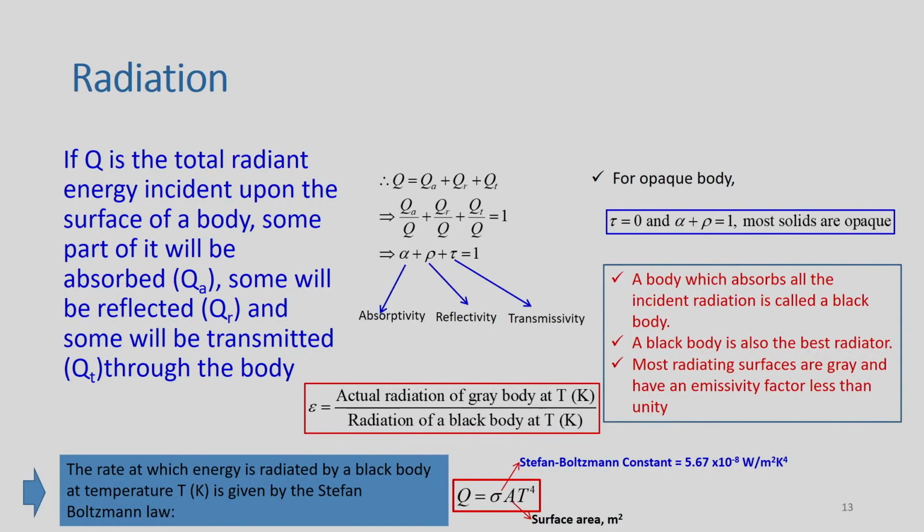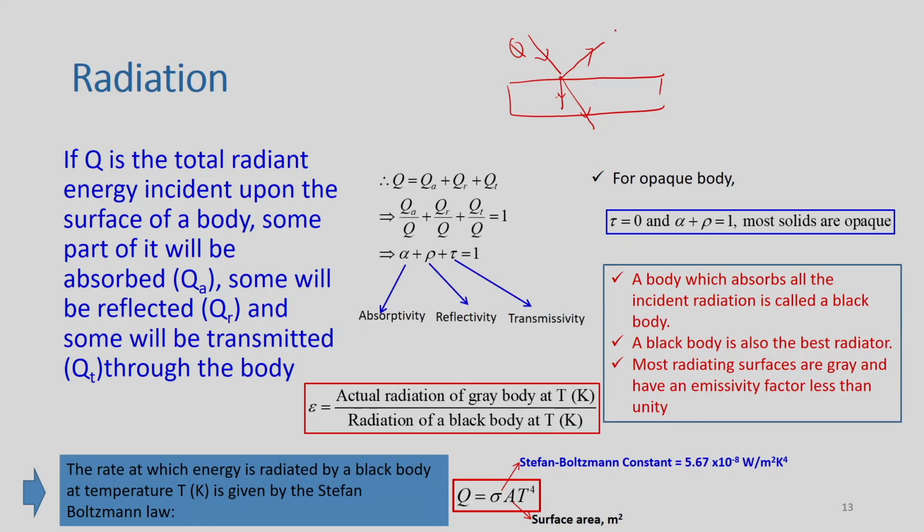So, if we consider Q is the total radiant energy incident upon the surface of a body, some part of it will be absorbed, some part will be reflected. If we consider this, this is a body and Q is the amount of energy falling here, some part will be absorbed, some part will be reflected, some part will be transmitted.